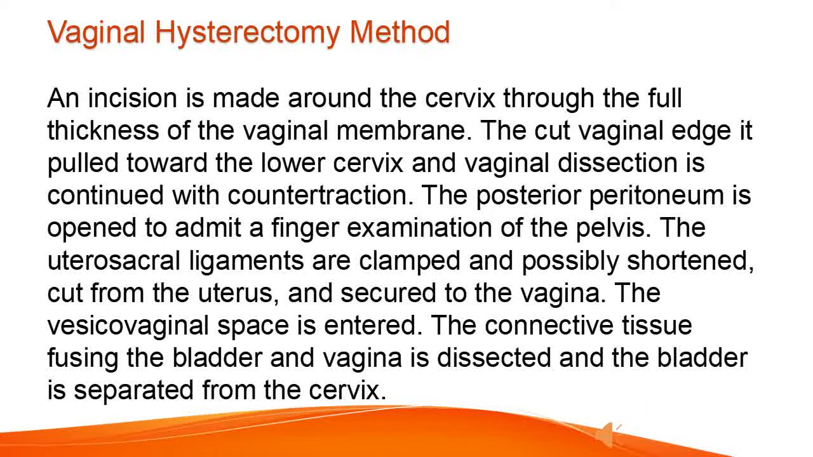Vaginal hysterectomy method. An incision is made around the cervix through the full thickness of the vaginal membrane. The cut vaginal edge is pulled toward the lower cervix and vaginal dissection is continued with counter-traction. The posterior peritoneum is opened to admit a finger examination of the pelvis. The uterosacral ligaments are clamped and possibly shortened, cut from the uterus, and secured to the vagina. The vesicovaginal space is entered. The connective tissue fusing the bladder and vagina is dissected and the bladder is separated from the cervix.